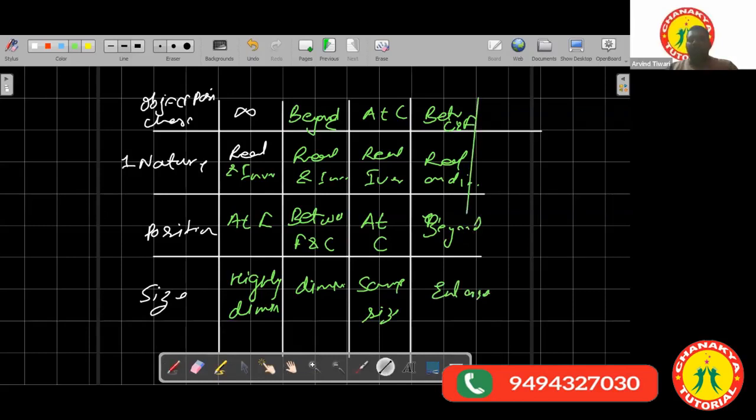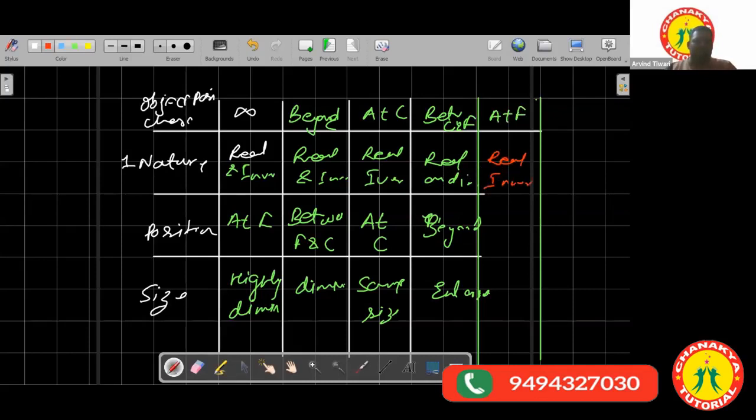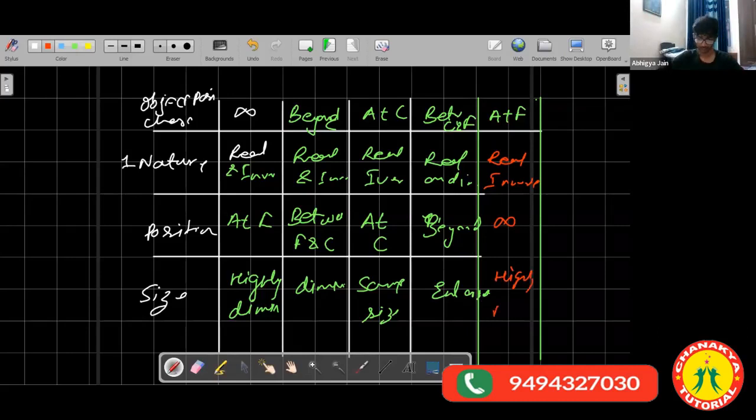Now we have the object at F. When the object is placed at F, the image is real and inverted again. And where is it found? Formed at infinity. Size? Highly magnified.